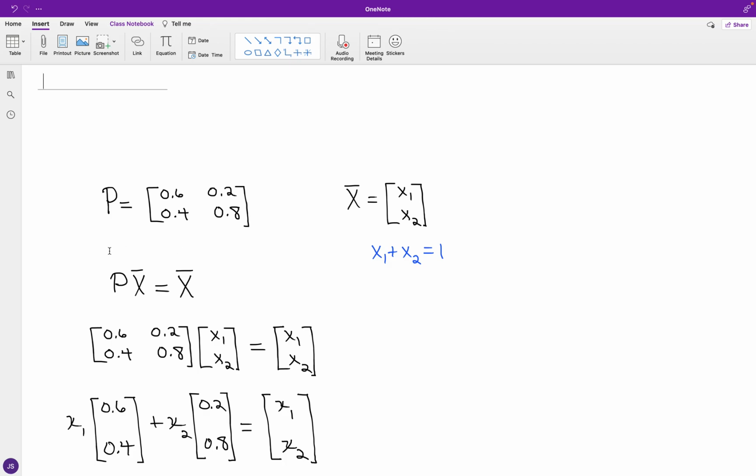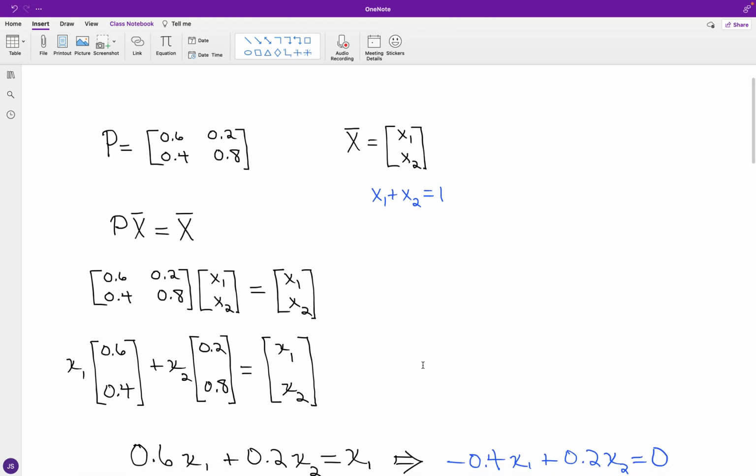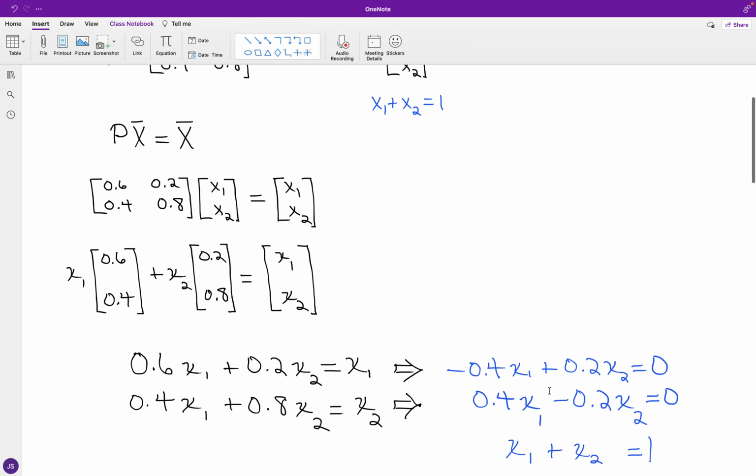And looking at the steady state matrix equation itself, we have P times the steady state matrix is equal to the steady state matrix itself. Just looking at multiplying together, if we itemize, we have x of 1 times the first column of the matrix P, plus x of 2 times the second column of the elements in matrix P, equal to, once again, the steady state matrix itself. Looking at the system that is set up, we have 0.6 x of 1 plus 0.2 x of 2 is equal to x of 1, and 0.4 x of 1 plus 0.8 x of 2 is equal to x of 2.